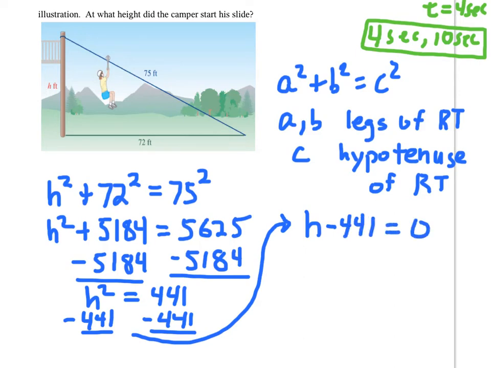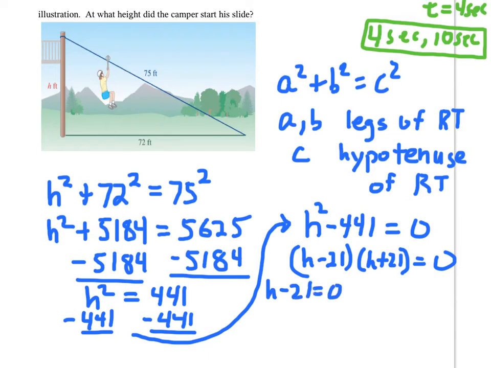And, sorry, that's h squared. And 441 is a perfect square. That's 21 squared. So you get h minus 21, h plus 21 equals 0. So the one that matters is the one that's going to get us the positive answer. One of these we're going to exclude.